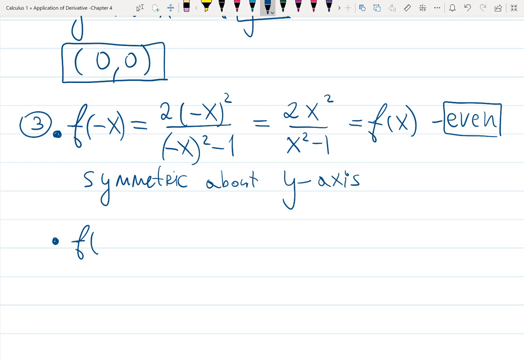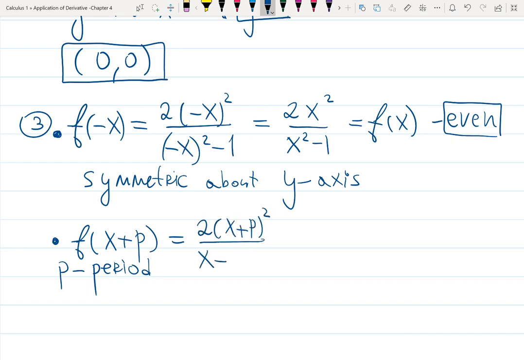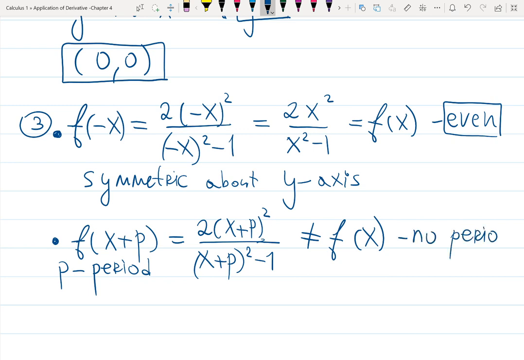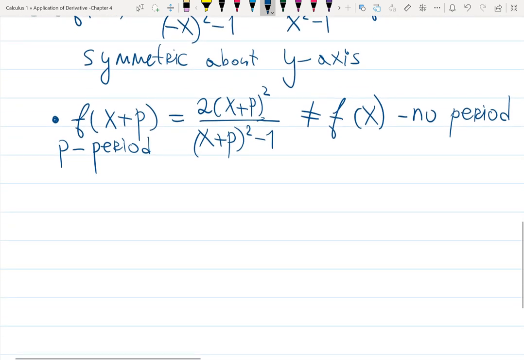Periodicity. If I plug x plus p, where p is the period, into my function, it will be 2 times (x plus p) squared all over (x plus p) squared minus 1, and then you do the square of the sum, and then you simplify everything, and it will not give you the original function. Are you kidding me? No way. So that means no period here. No period. That's good. Maybe not good, I'm not sure. Depends on the situation.